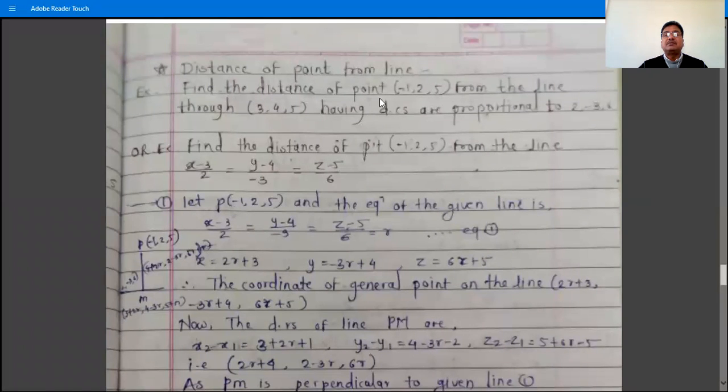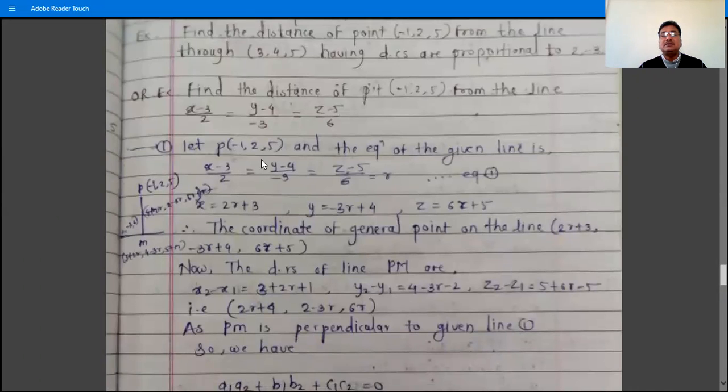So this is the point P: (-1, 2, 5), and the equation of the given line is (x minus 3) divided by 2, (y minus 4) divided by minus 3, and (z minus 5) divided by 6. We have to find the distance of the point from the line, meaning the perpendicular distance of the point from the line. That is, draw a perpendicular from point P on the line. Suppose M is the foot of the perpendicular, then we have to find the distance PM, and it becomes the distance of point from line.